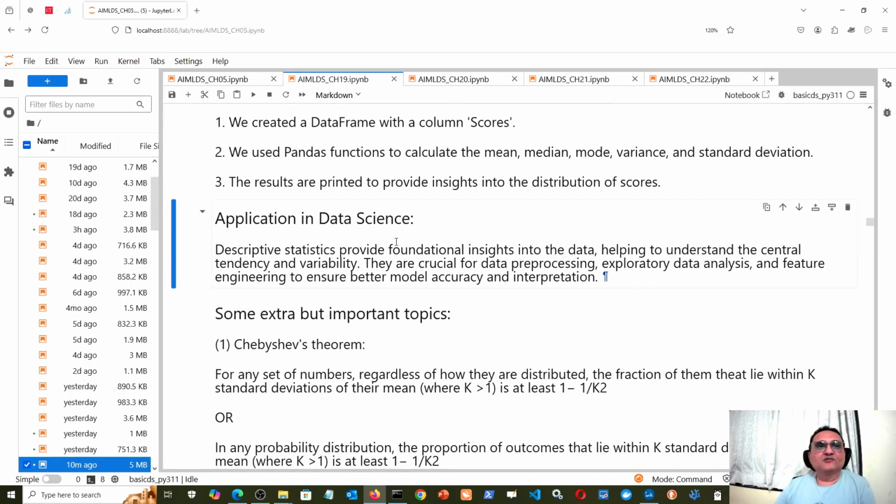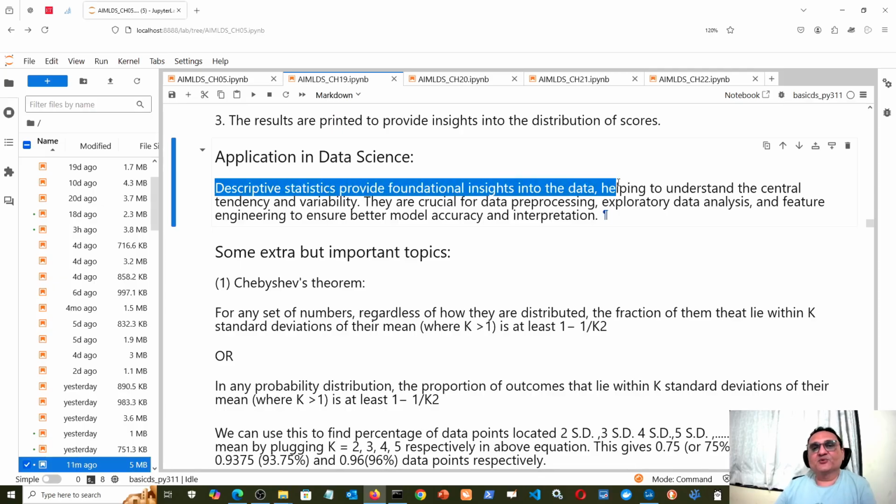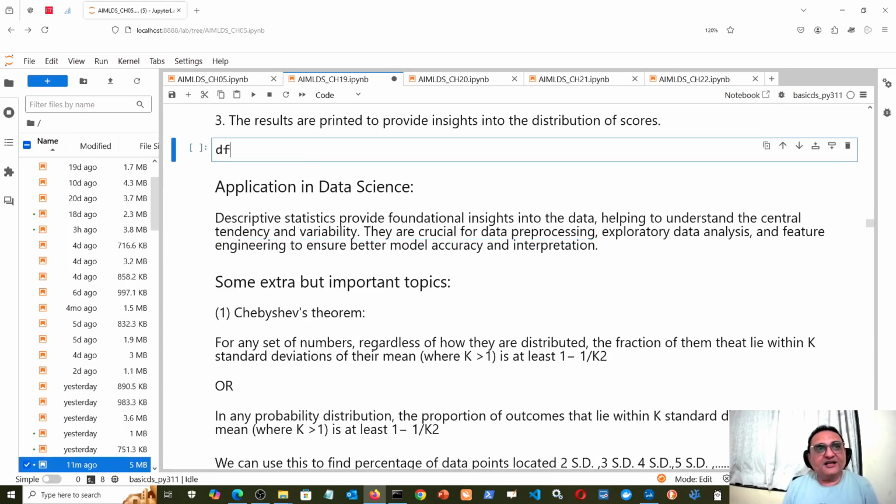Applications in data science. What is the use of these descriptive statistics? So the first line says that descriptive statistics provides foundational insights into the data and helps us understand central tendency and variability. Now, for example, when we create a data frame using a dictionary and pandas.DataFrame, or whenever you import a CSV file using pandas.read_csv and then save it as a pandas DataFrame, whatever. But once a data frame is obtained, then immediately we write df.describe. What this describe will give is a statistical summary of all numerical variables.